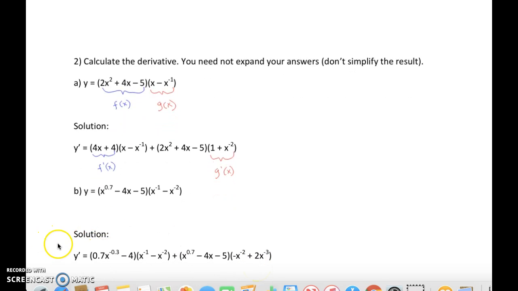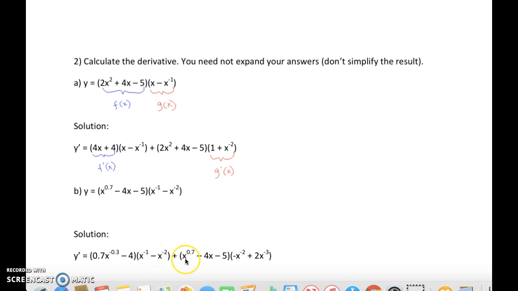So here we're going to go ahead, take the derivative of our f of x, which is our first term, and we have 0.7x to the negative 0.3 power, because remember, you got to subtract 1 from that 0.7, so that's going to leave you a negative value. And then from our 4x minus 4. All right, and they're going to multiply it by our g of x, which stays the same, x to the negative first power minus x to the negative second.